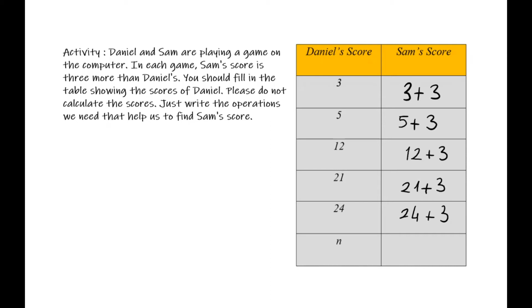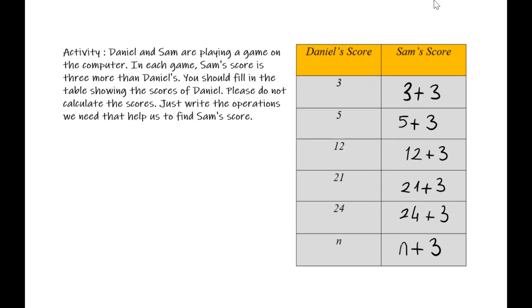What about the last one? This n represents the amount of Daniel's score. So I should also add 3, which means n plus 3. I can easily find Sam's score if I know Daniel's. However, in the last one, I don't know Daniel's score. It can be any number.